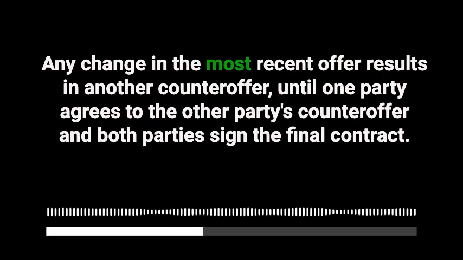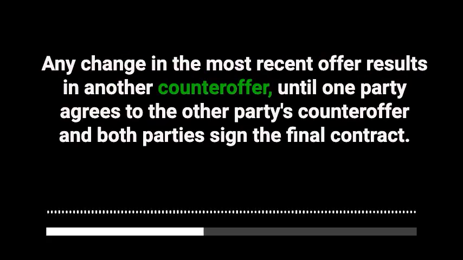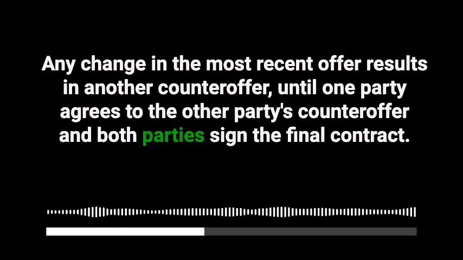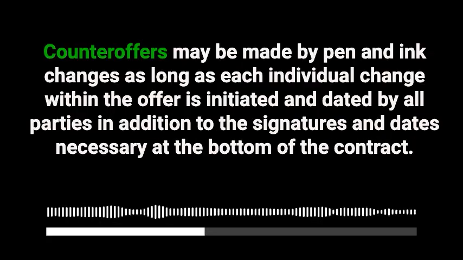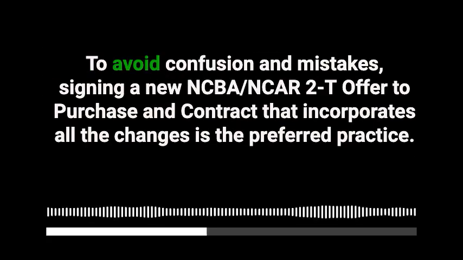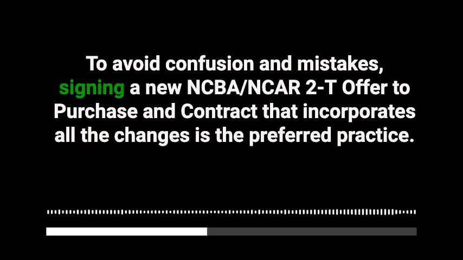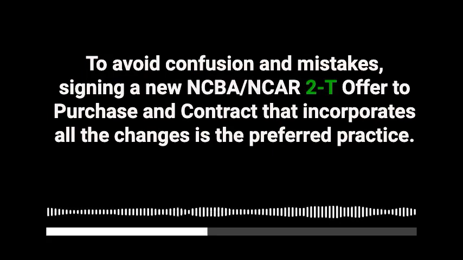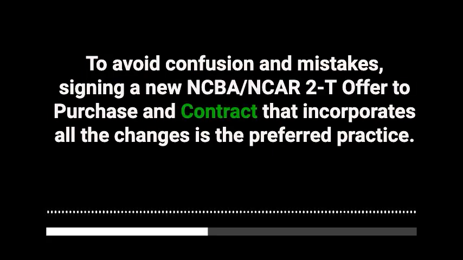Any change in the most recent offer results in another counteroffer until one party agrees to the other party's counteroffer and both parties sign the final contract. Counteroffers may be made by pen and ink changes as long as each individual change within the offer is initialed and dated by all parties, in addition to the signatures and dates necessary at the bottom of the contract. To avoid confusion and mistakes, signing a new NCBA, NCAR 2T Offer to Purchase and Contract that incorporates all the changes is the preferred practice.